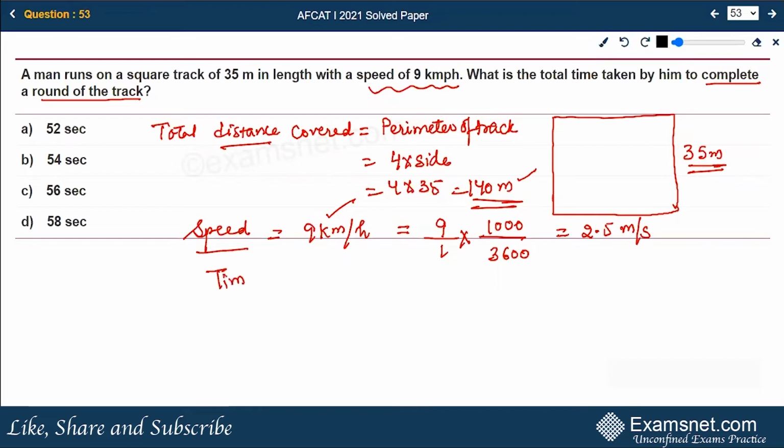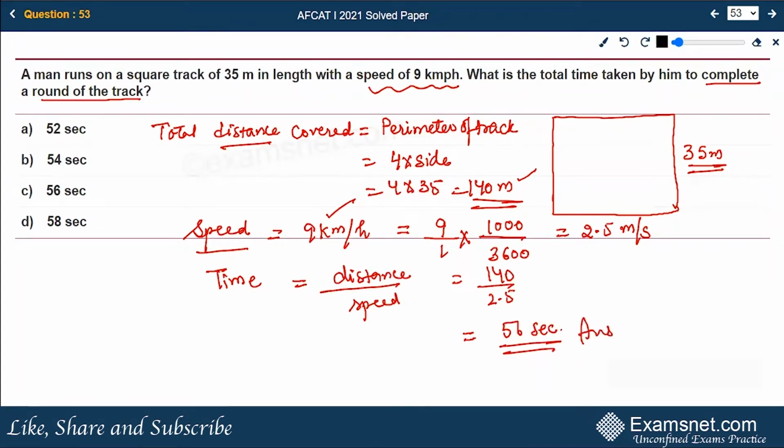Now you have to calculate the time. You know the formula for the time, that's distance upon speed, which makes it 140 divided by 2.5. This will give you 56 seconds. This is your answer. So option C is your correct answer.